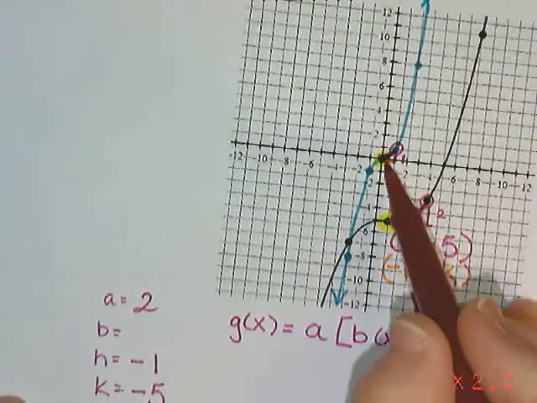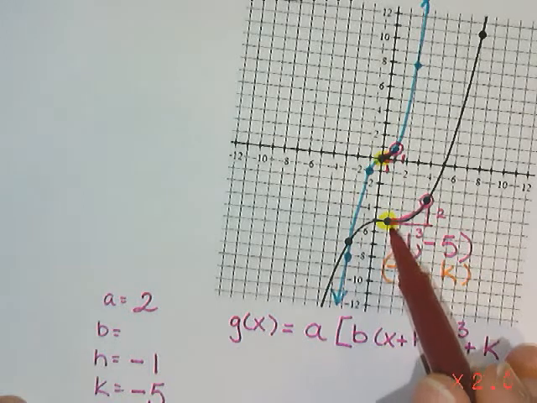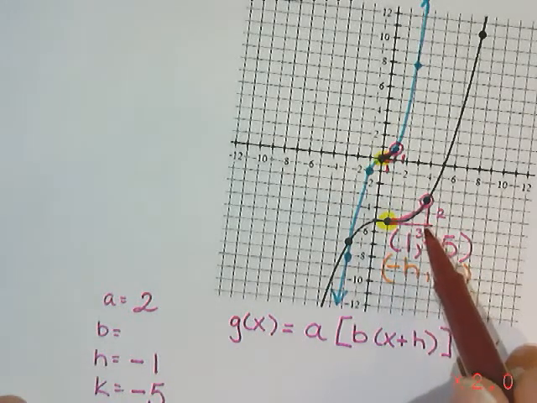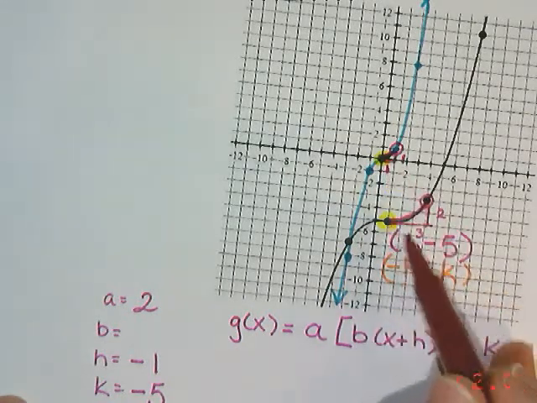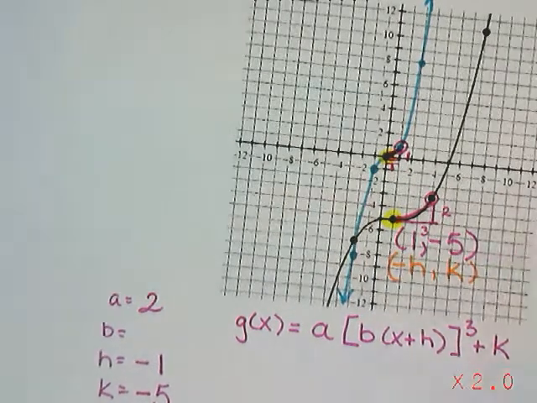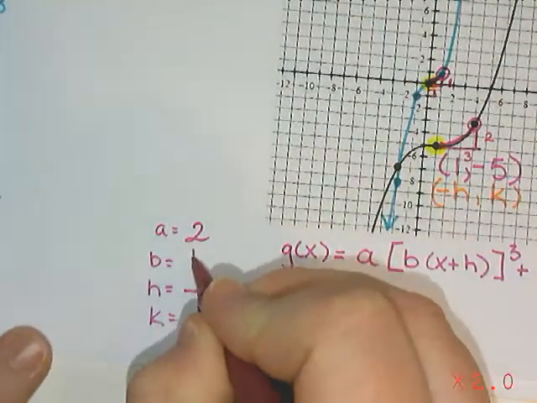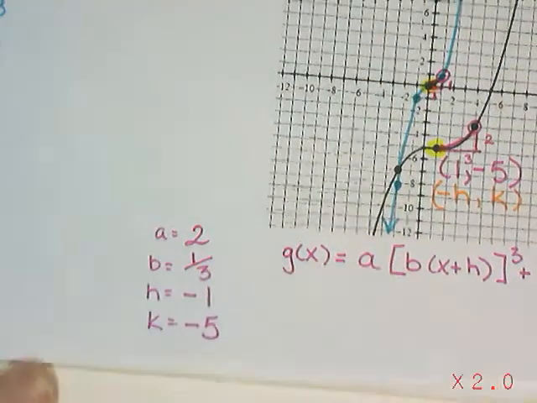If I look here at my x values, we went over 1. Now we're going over 3. So this 1 has now become a 3, so that's been stretched by 3. Now horizontal stretches look a little different. They're not just going to be a 3, it's going to be a 1 over 3.